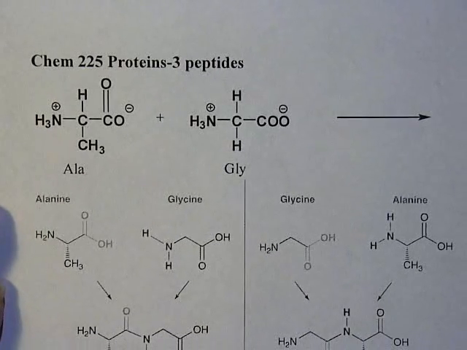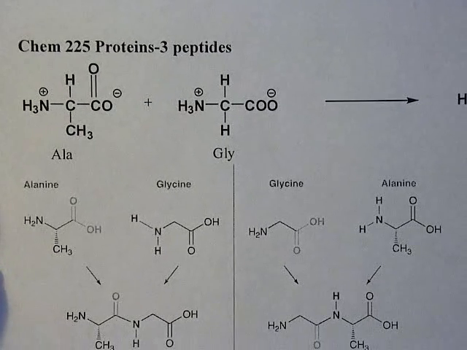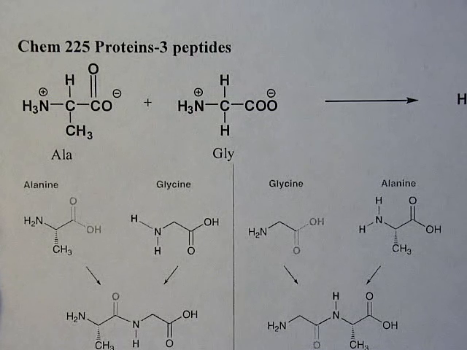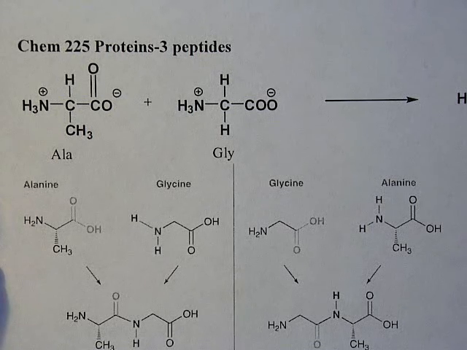This is proteins, lecture number 3. We're going to talk about peptides. So we finished talking about amino acids up to this point. You know what form they exist in now, and you also know how to synthesize them, both in racemic fashion and using catalysts. You could make a specific amino acid as well.